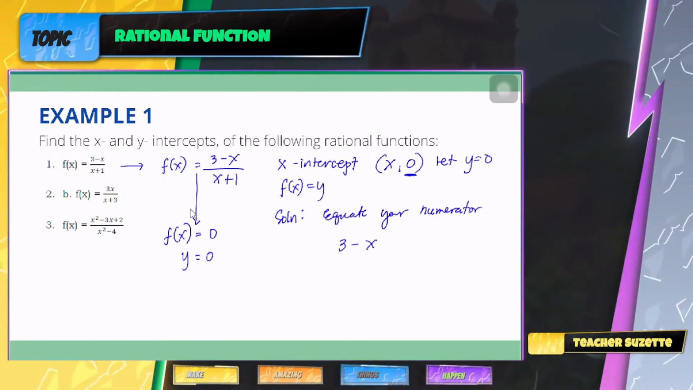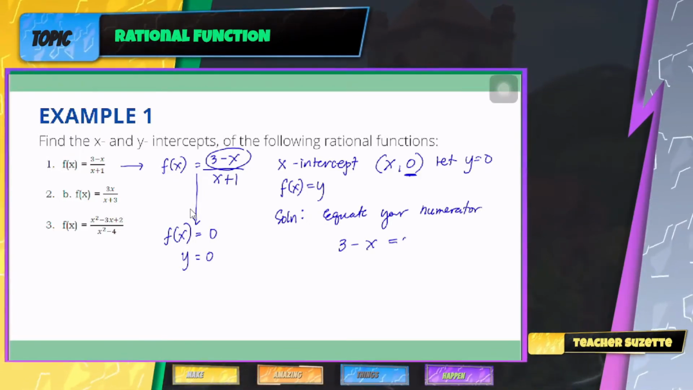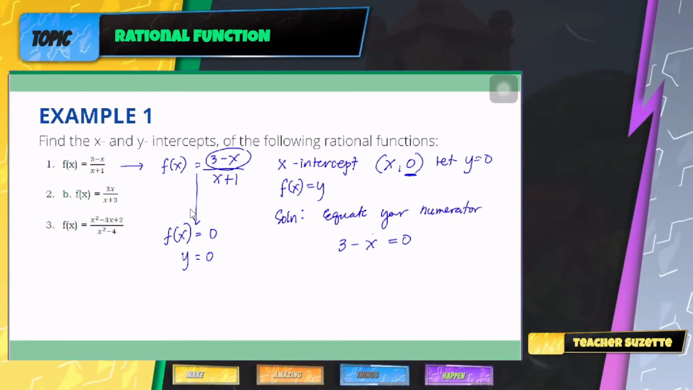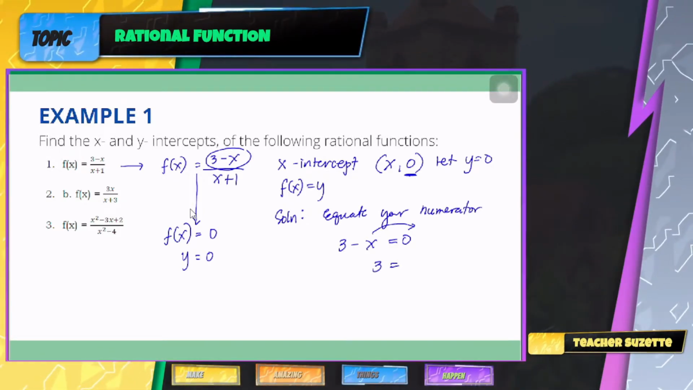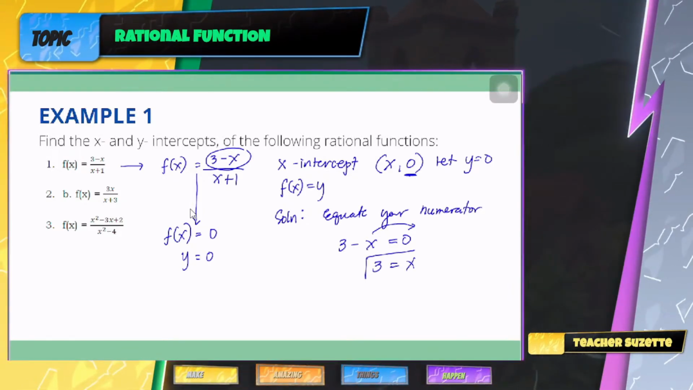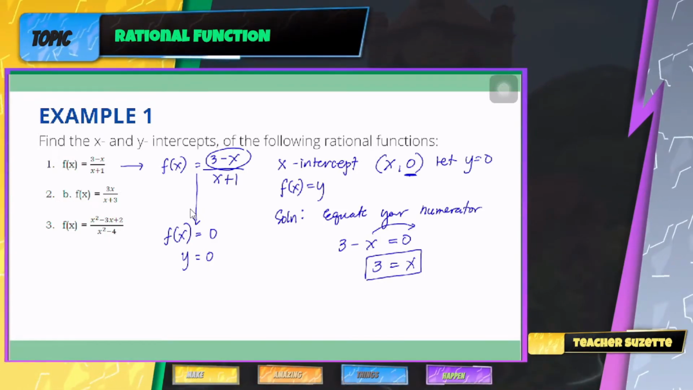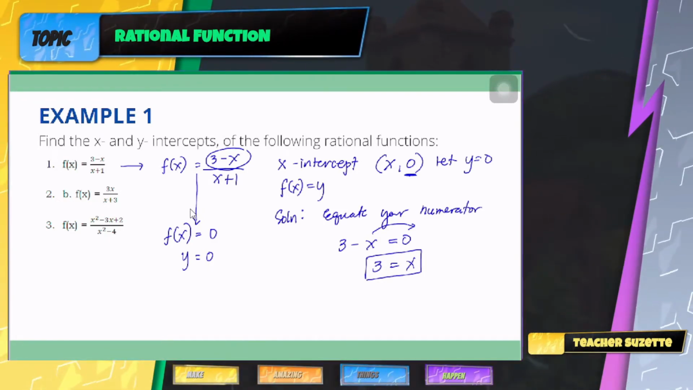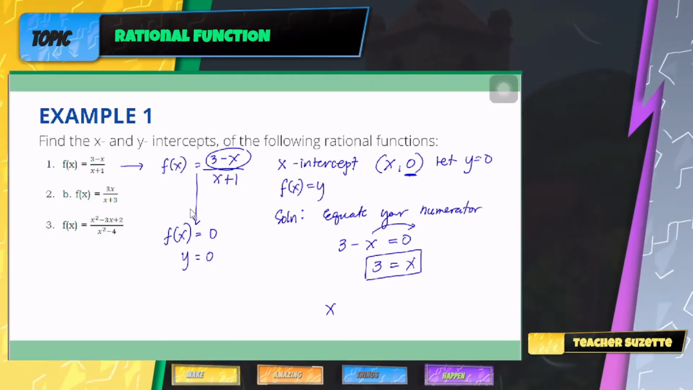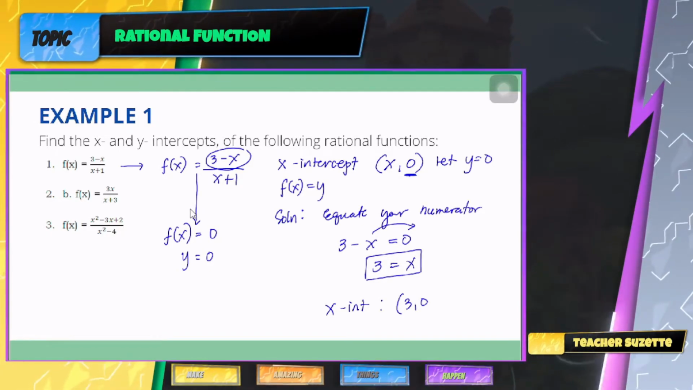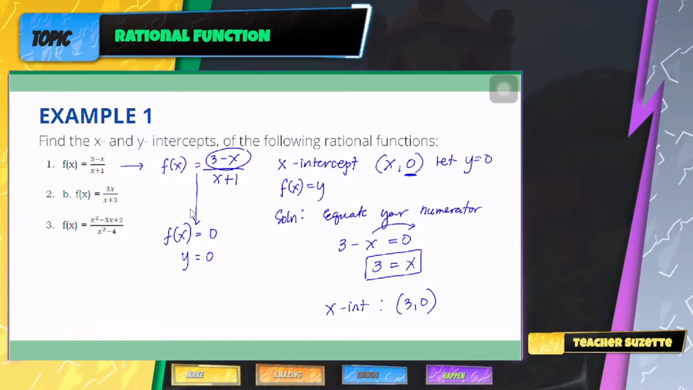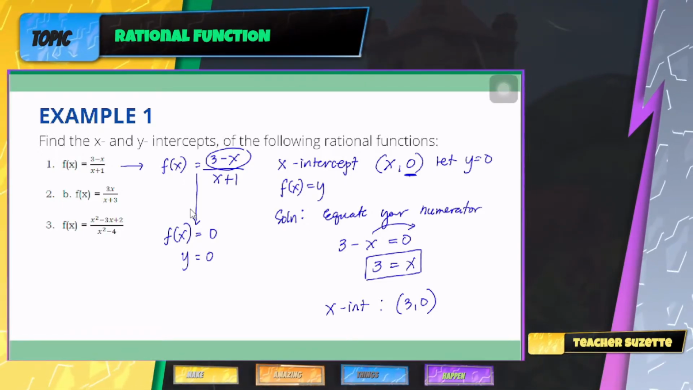Yun yung ating numerator, no? Equate natin siya sa 0. So, transfer natin yung negative x. So, you will have 3 is equal to x. Ayan. So, sabi daw, your x is equal to 3. So, therefore, your x-intercept is (3, 0). Ayan. That is for x-intercept.